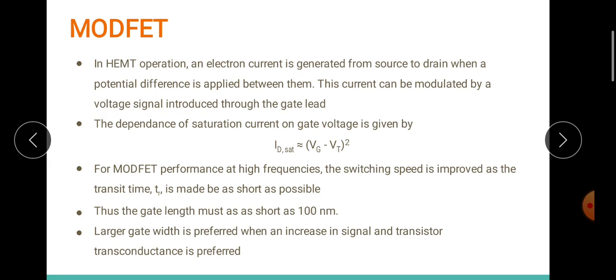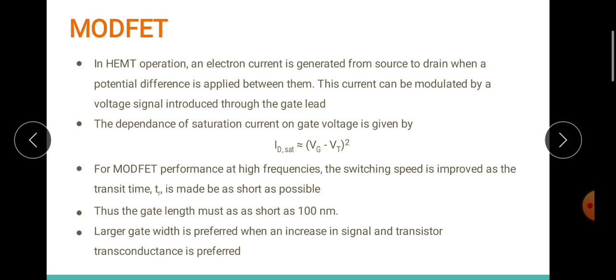Right? So we can also observe here that for the performance of this MODFET at extremely high frequencies, we require one condition: the switching speed related to the electron transit time must be shorter. So if your MODFET wants to have excellent performance at extremely high frequencies, its switching speed must be improved. And how can that be improved? By reducing your transit time.